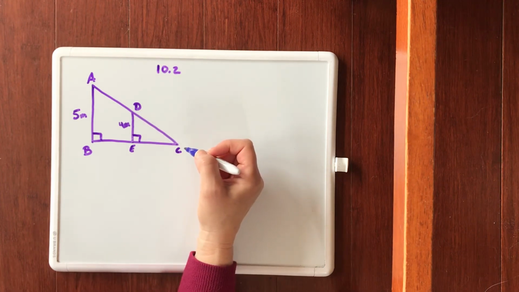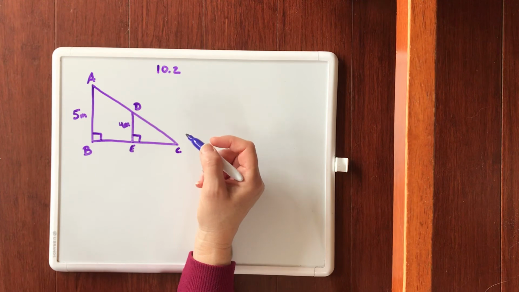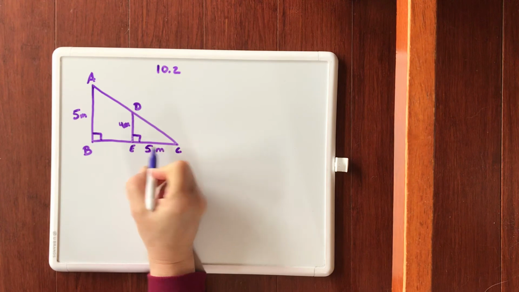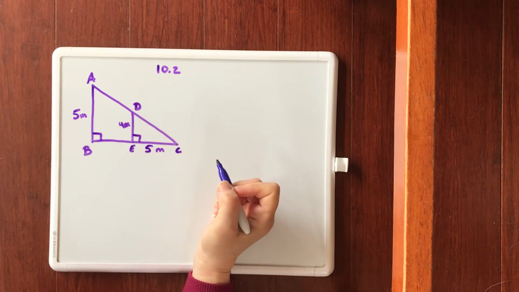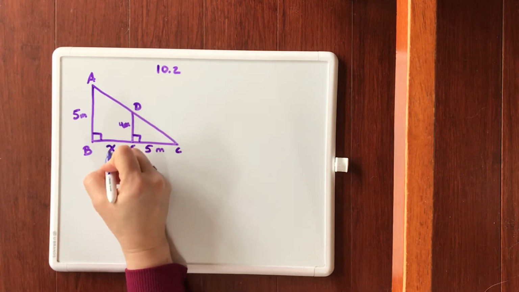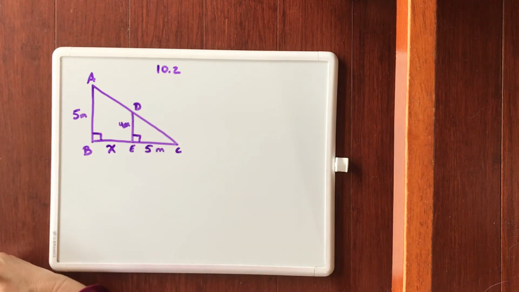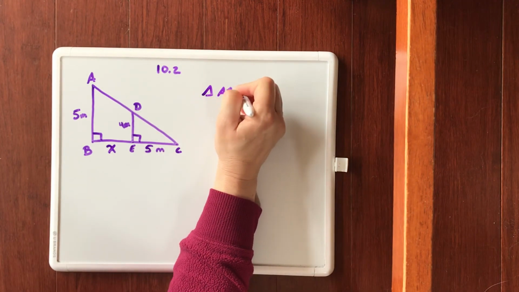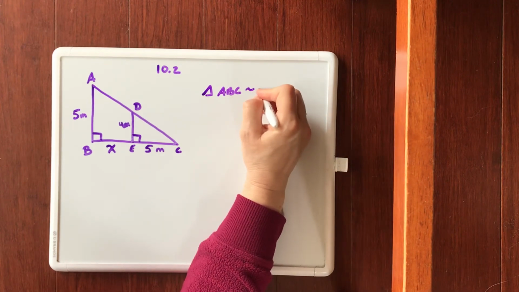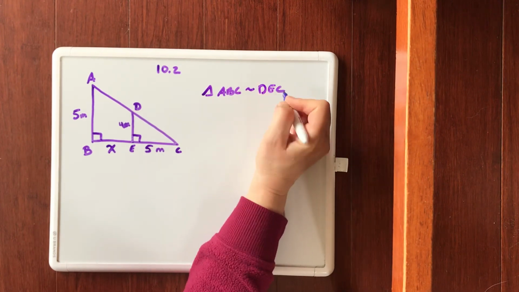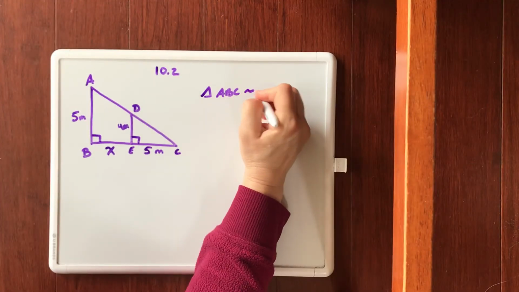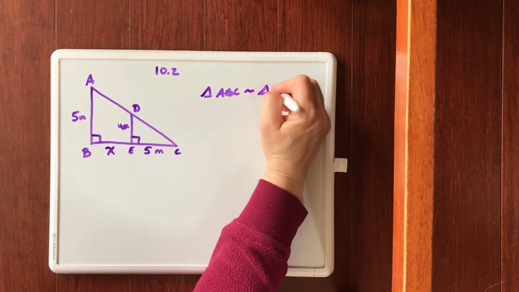Okay, so our question is, this is 5 meters from E to C. The question is, what is BE? What is X? What we're also told is triangle ABC is congruent to DEC. Not congruent, similar, sorry. My cat is walking by me.